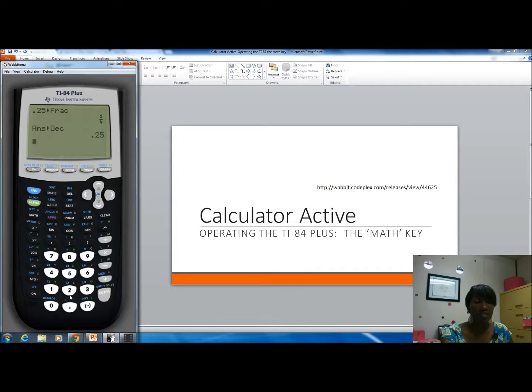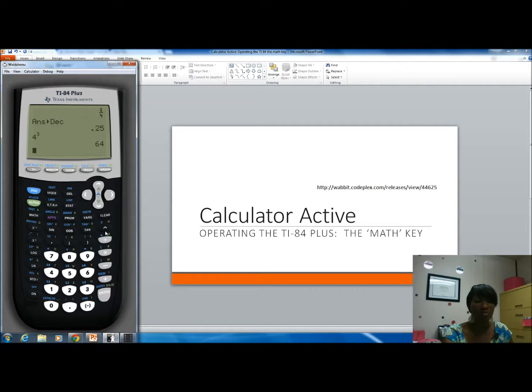All right, next. So let's say we want to raise a number to the third power. So let's raise 4 to the third power. So I clicked 4, which is my base. And now I'm going to hit math and number 3 for the third power. And then I'm pressing enter.